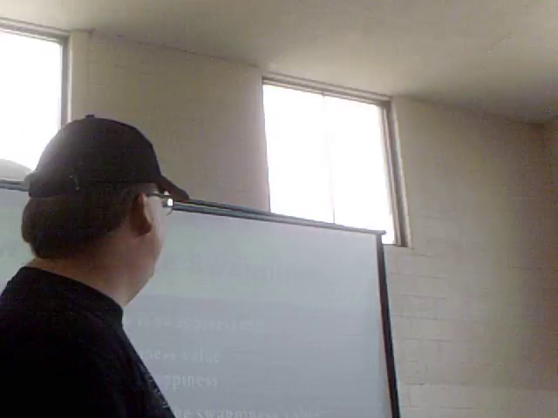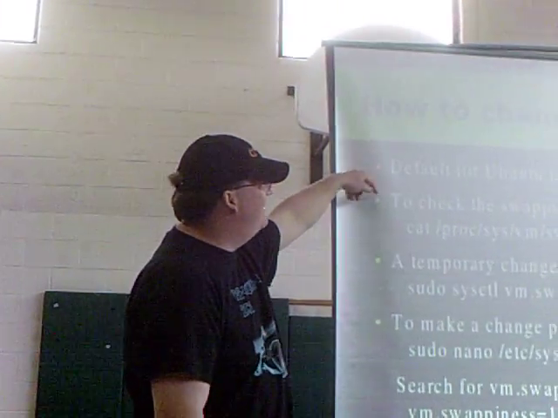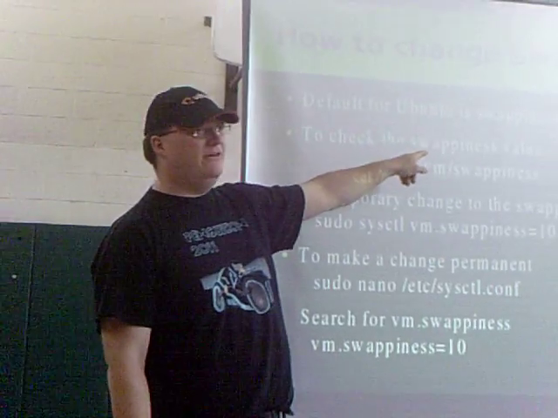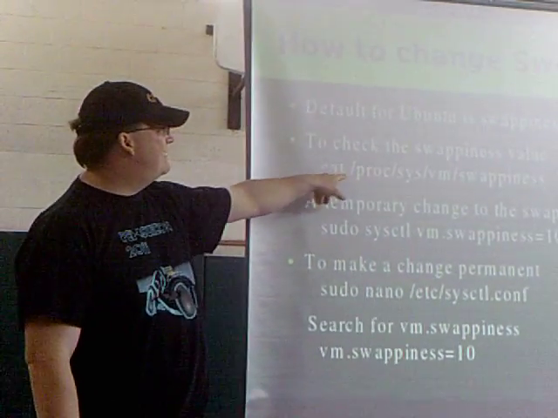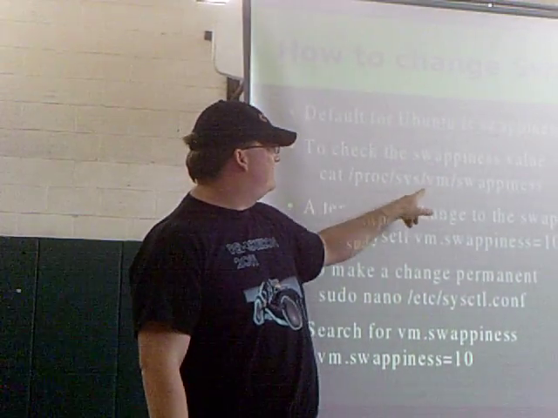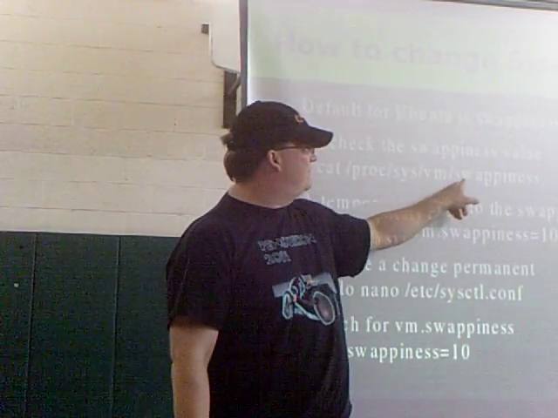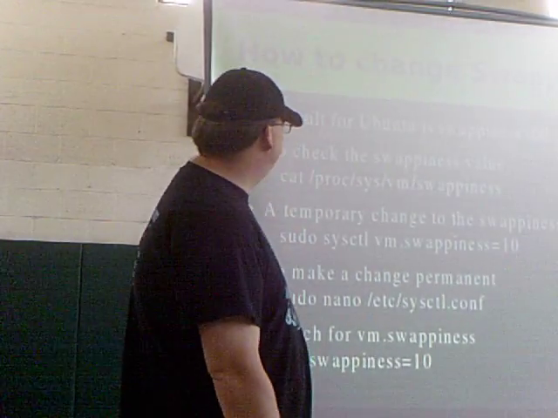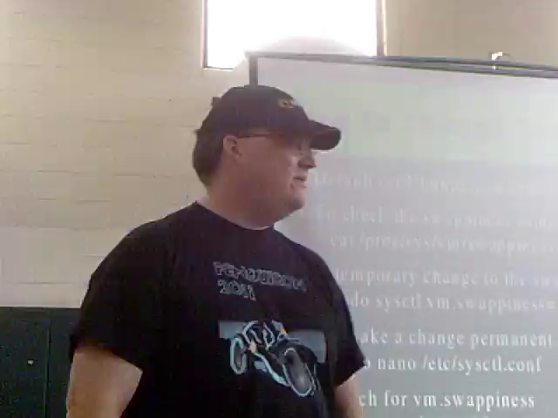Alright, so the default swappiness is 60. To check what your current value is, you cat /proc/sys/vm/swappiness to see what it is.